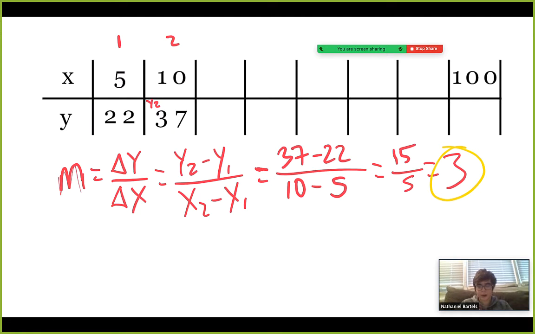The y-intercept. Yeah, we're going to need to figure out the y-intercept. And I know that because we're writing this equation in slope-intercept form, which is y equals mx plus b. We just figured out what the m is. Now we've got to figure out the b. And how are we going to go about doing that?